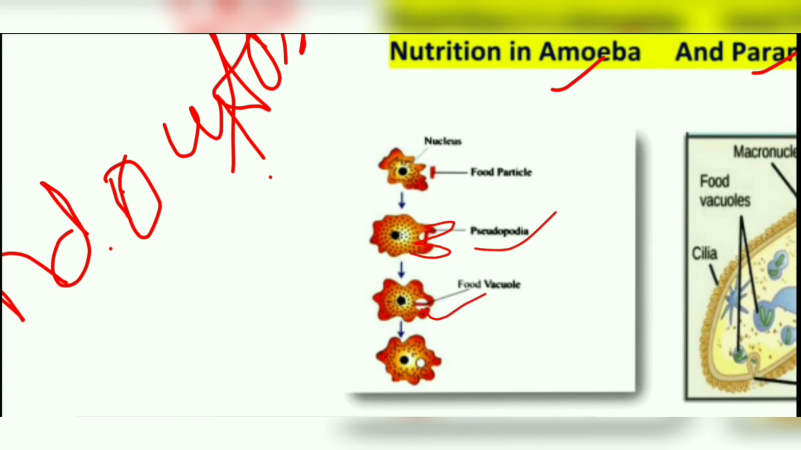As the food vacuole passes through the cytoplasm, digestion, absorption and assimilation take place inside the body. When the food vacuole opens to the outside, the undigested part is removed, which is egestion of the undigested food. In this way, amoeba completes its nutrition.